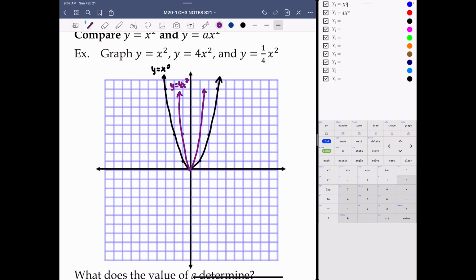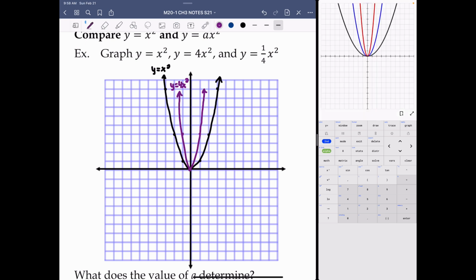Go back to y equals, down to y3, and enter 1 over 4x squared. If you can't enter fractions, then you just do bracket 1 divide 4 bracket and then x squared. If you can enter fractions, then enter 1 over 4 as a fraction. Just make sure you then move to the right so you're out of the fraction before you put x squared, because you do not want the x squared to end up on the bottom of your fraction. Graph that, and we get this much wider parabola.